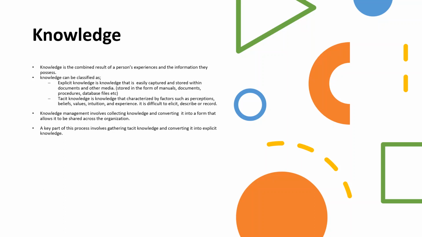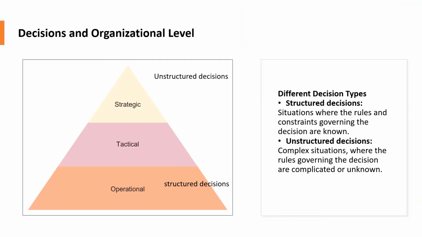So knowledge management then involves collecting knowledge and converting it to a form that can allow it to be shared across the organization, because knowledge needs to be exchanged, it needs to be shared, it needs to be transferred to other employees as they come within the organization. So a key part of this process involves gathering the tacit knowledge and converting it into explicit knowledge that can further be passed on to other employees.